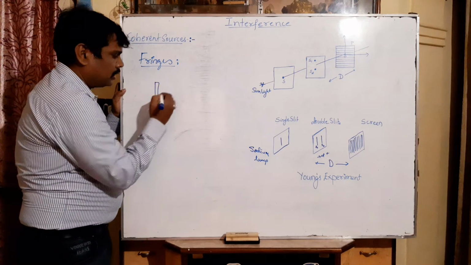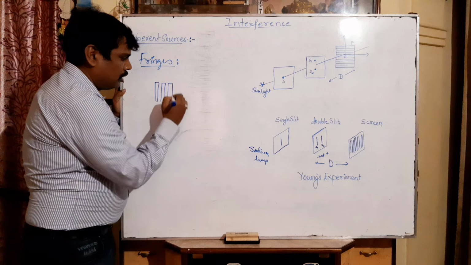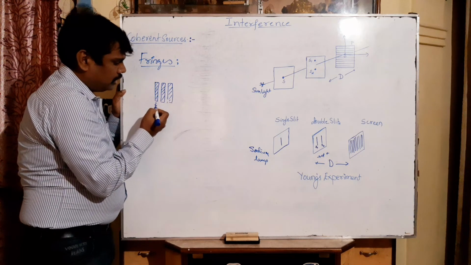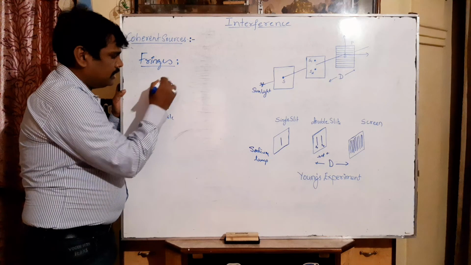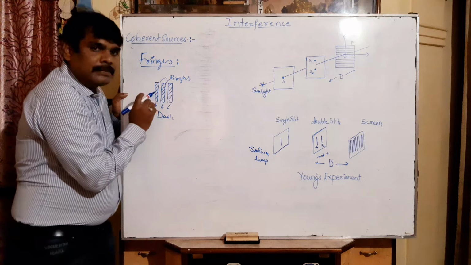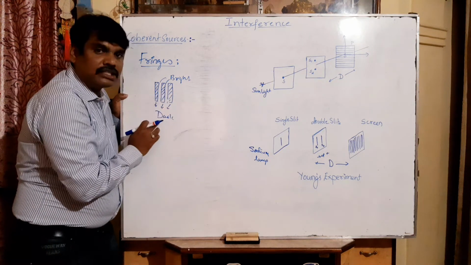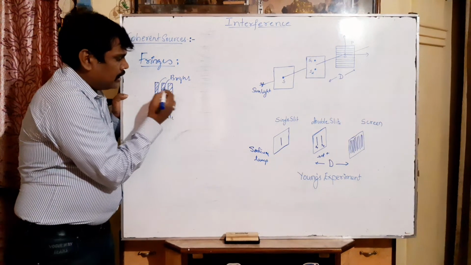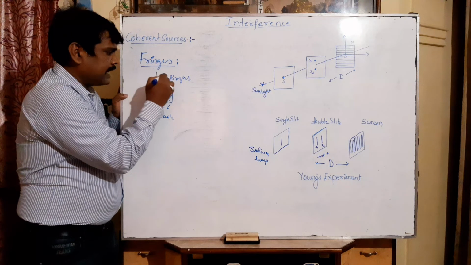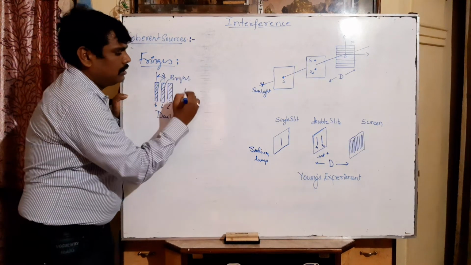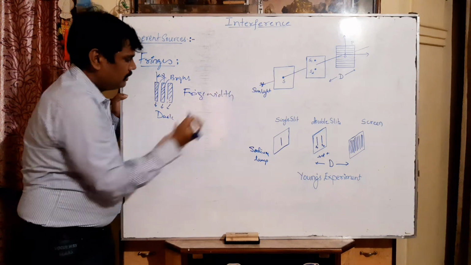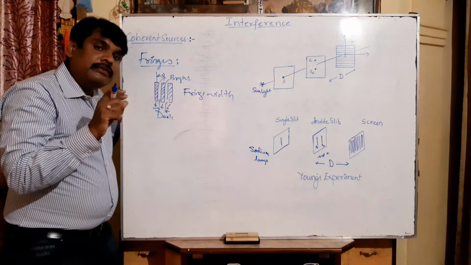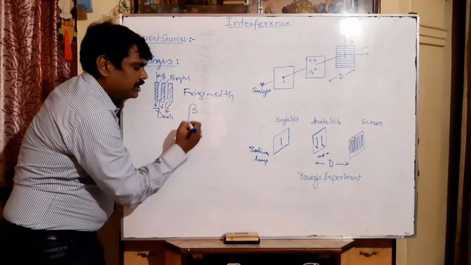Suppose it is dark, and the next gap is bright, dark, bright. Say this is dark, bright, dark, bright, dark, bright. These are dark and these are bright. Bright means constructive interference. Dark means destructive interference. So these lines or gaps are said to be fringes. The gap between alternate dark fringes, here and here, is called fringe width. This gap is also called fringe width. The distance between alternate dark and bright fringes is said to be fringe width. This fringe width is represented by the symbol beta.